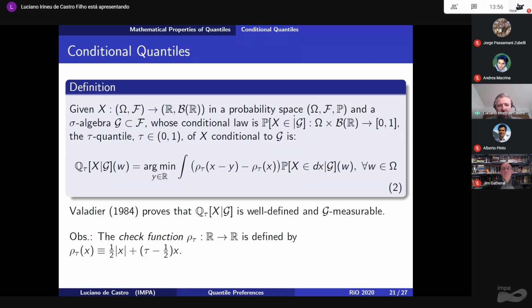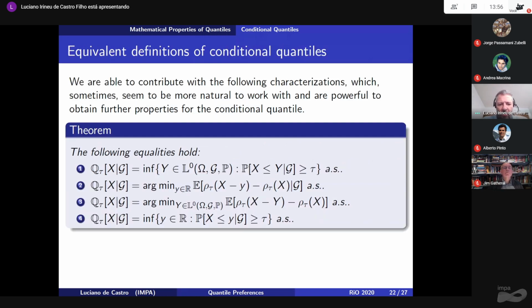So then we go to conditional quantiles. We generalize the definition of conditional quantile. This function that is used here is, as you know, a function whose inclination is tau on one side and tau minus 1 on the other. It's a real function. So you can define the conditional quantile in this way, and then you prove that there are other equivalent ways of defining it. So in some sense, we are considering five different definitions that all lead to the same object.